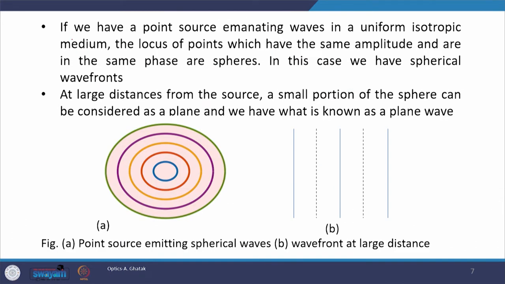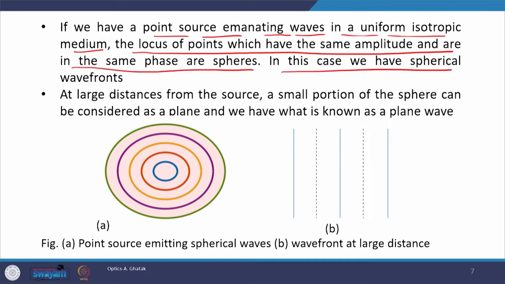Now, if we have a point source emanating waves in a uniform isotropic medium, then the locus of points which have the same amplitude and are in the same phase are spheres, and in this case we have a spherical wavefront, and this is what we discussed. Now, a new word which appears in this statement is isotropic medium. What is isotropicity? An isotropic medium means a medium whose properties are independent of the direction, a medium which exhibits the same properties in all directions. And if a medium exhibits different properties in different directions, then such a medium is called an anisotropic medium.